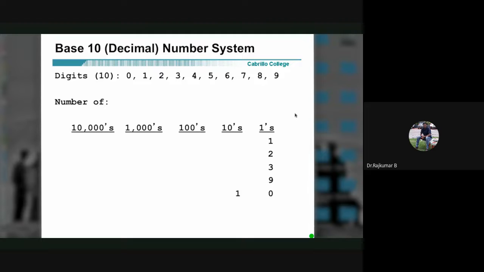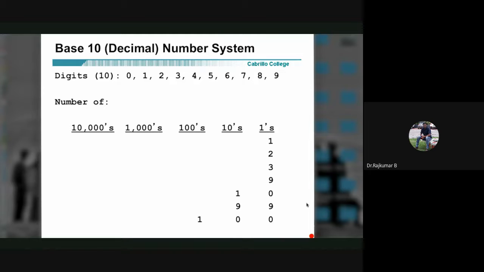So 10 would be 1 in the tens column and 0 in the ones column. That gives us our 10. The 1 in the tens column means the number of tens, as opposed to the 1 in the ones column, which is the number of ones. 99 would be 9 tens and 9 ones. 100 would be 1 hundred, 0 tens, and 0 ones. Now this may seem really basic, but if you understand base 10, the decimal number system, you can understand any number system.